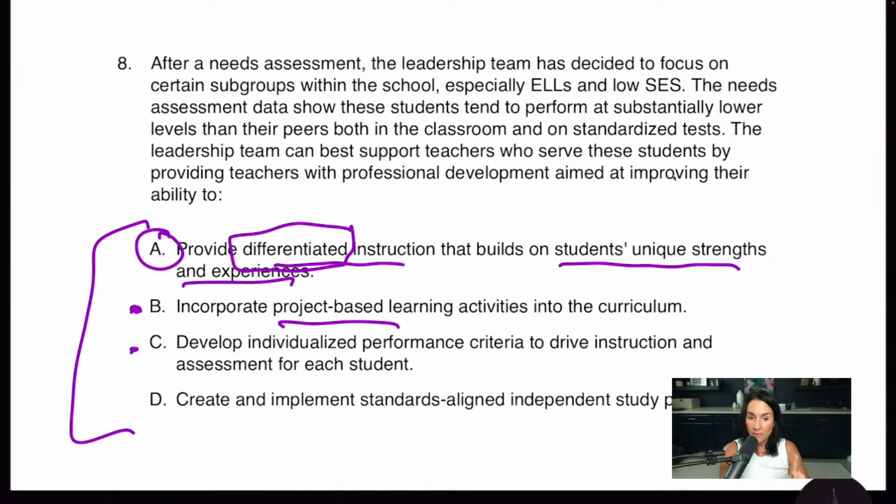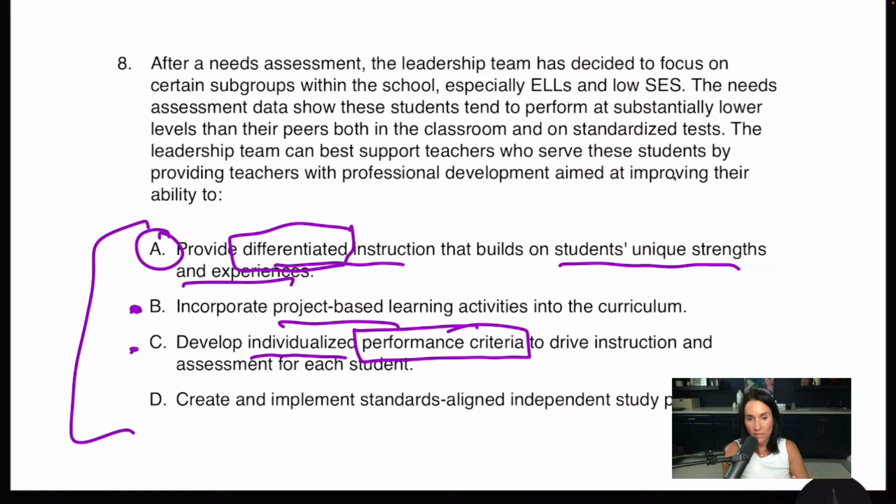C, develop individualized performance criteria to drive instruction and assessment for each student. Okay, you might say, well, this says individualized. Here's where this is tricky. Individualized performance criteria means that each student has to meet a different standard. The criteria is a standard. We want individualized instruction. We want individualized activities, but performance criteria, everybody's got to take the same state assessment at the end of the year.